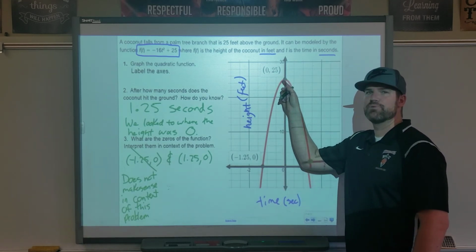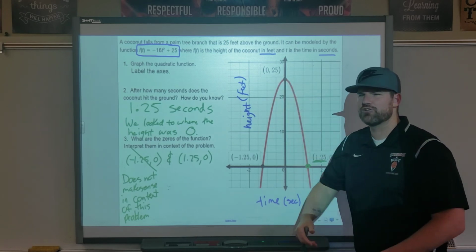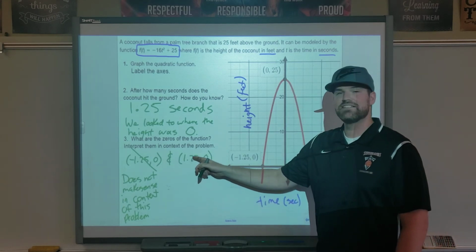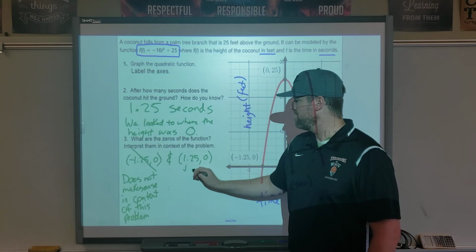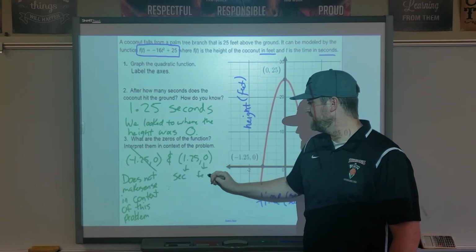It was actually hanging up in the tree, so it would be straight until we got here, and then it would be quadratic. Don't let that confuse you. But this one does work in the problem, and it does make sense. We know that this is our number of seconds. We know that this is our number of feet.